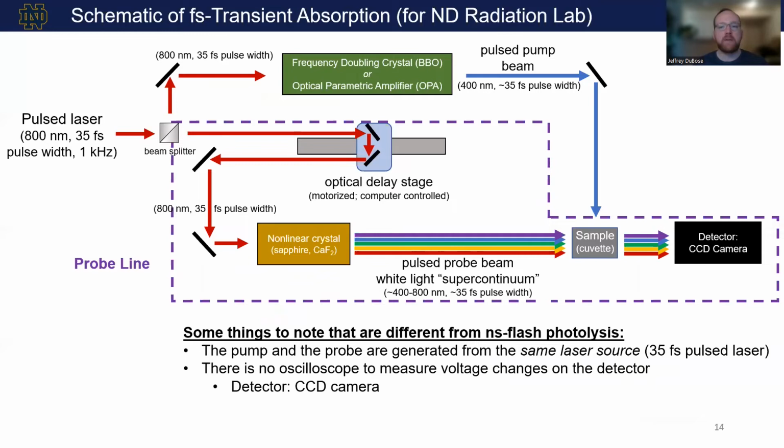The other difference is the fact that in femtosecond transient absorption, we're typically using this CCD detector. And the CCD basically allows you to look at the full spectrum, so all the wavelengths, but in this case, we're only looking at one pump probe delay time. There's no oscilloscope, there's no photomultiplier tube being used. It's a different detector.